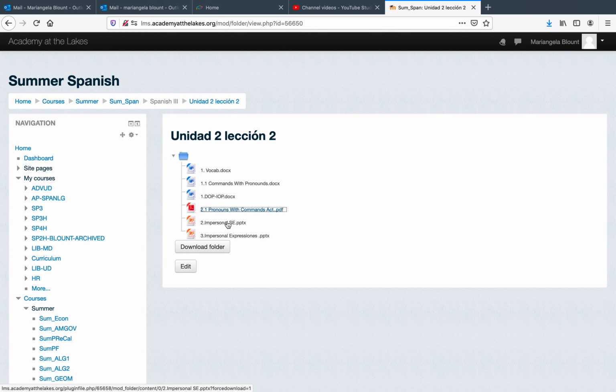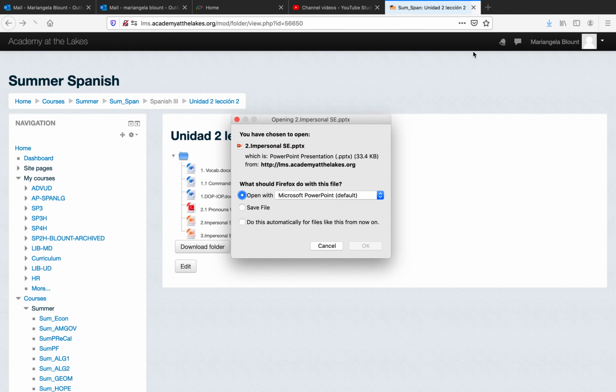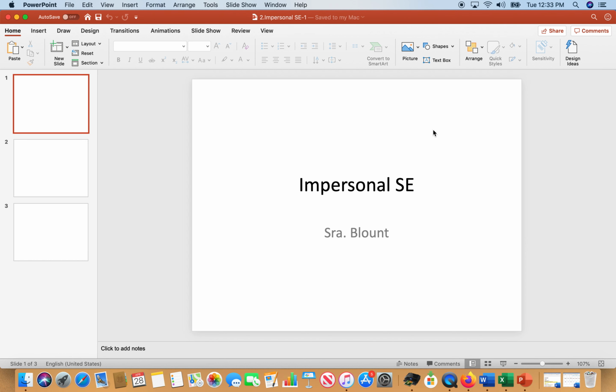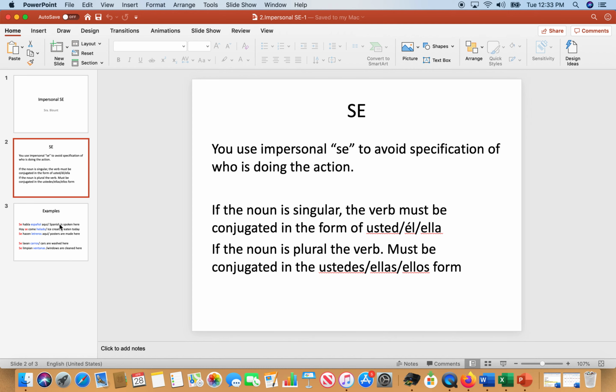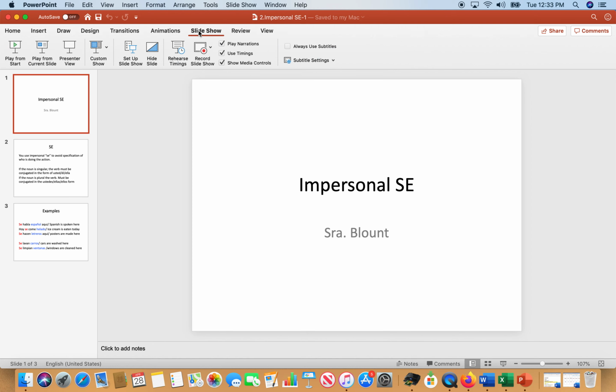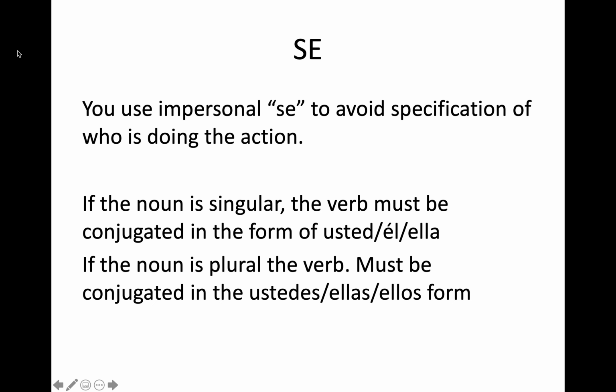Then we have impersonal se. Okay, this is part of the lesson. Impersonal se, this is something different, all right? Let's see what is impersonal se. You're going to use the impersonal se to avoid a specification of who is doing the action. So this is pretty much when you're giving information to everybody. It doesn't go to just one specific person. It's to everybody.